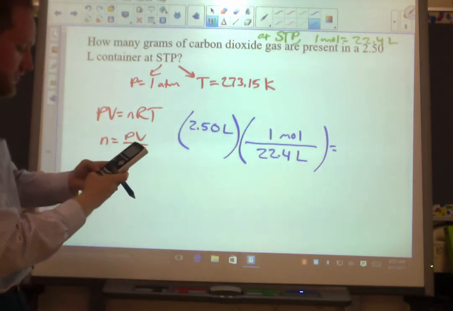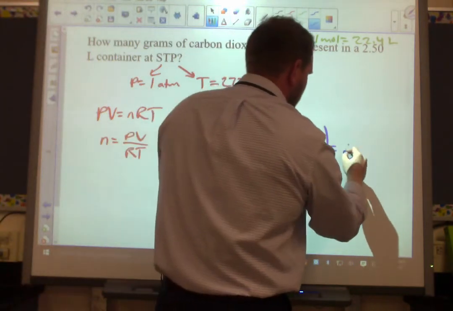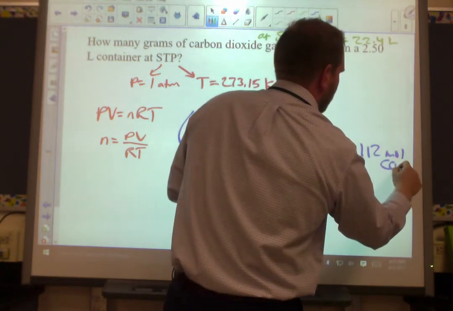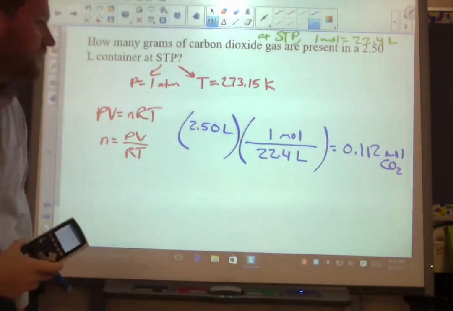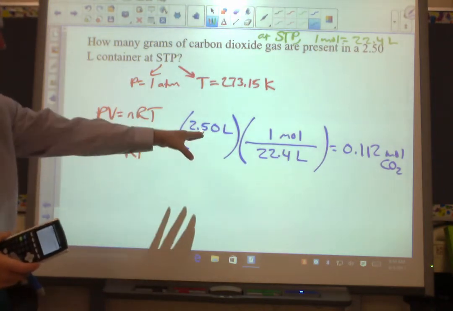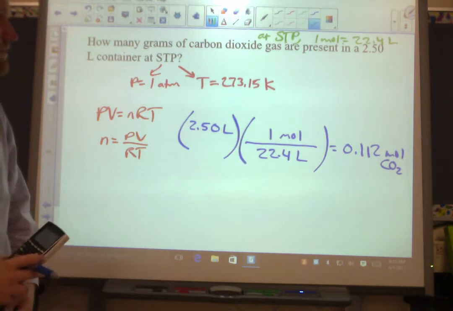2.50 divided by 22.4 gives me 0.112 moles of CO2. If you had done it this way, I promise you would get the same answer. It just saves you time, so you should use this STP shortcut. But we're not done yet.